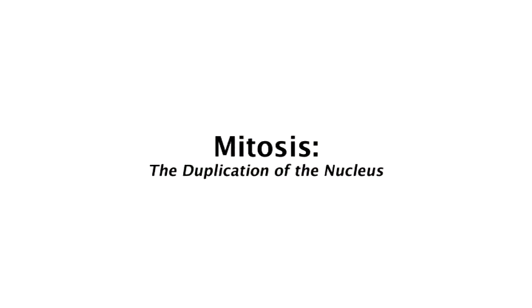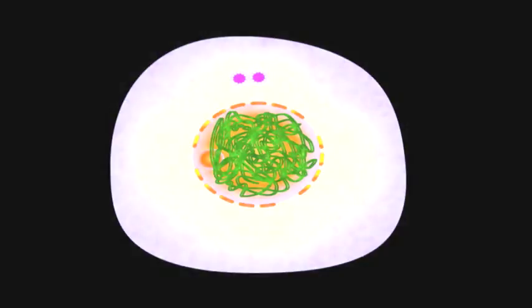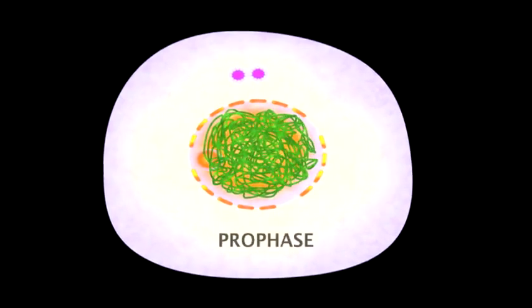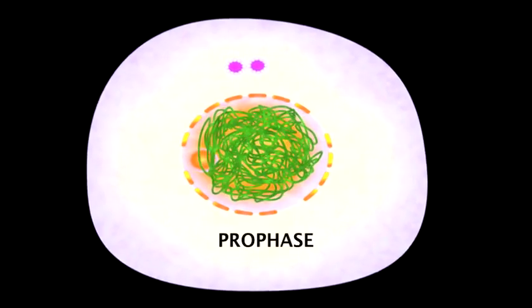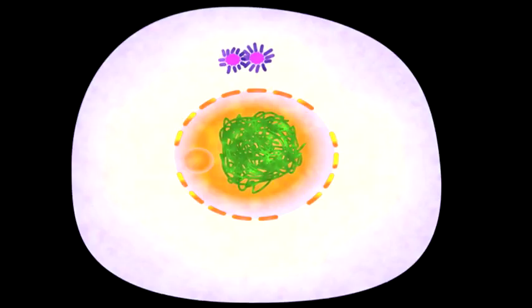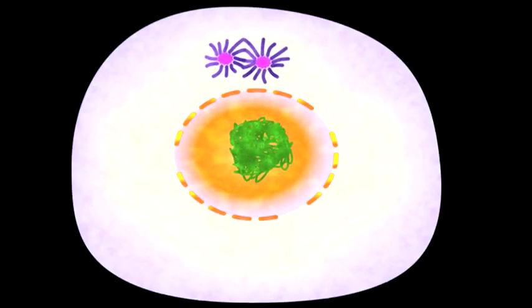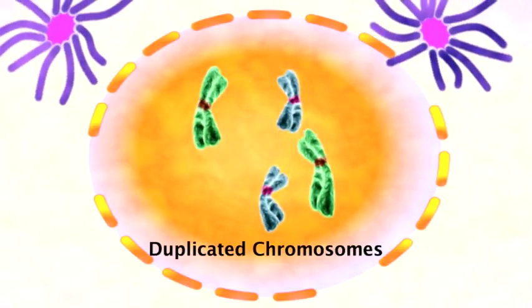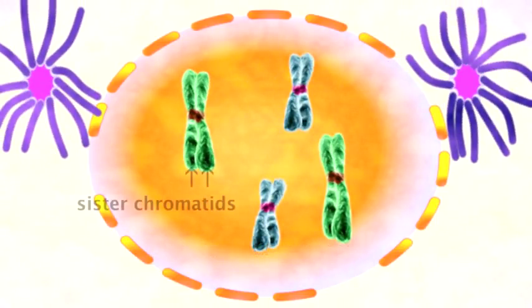When mitosis, the duplication of the nucleus, gets underway, the period of really active cell division begins. The first phase of mitosis is known as prophase. This is the time when the nucleolus vanishes and the duplicated chromosomes first begin to appear from the threads of chromatin. At this point, each duplicated chromosome consists of two sister chromatids attached together by a structure called a centromere.